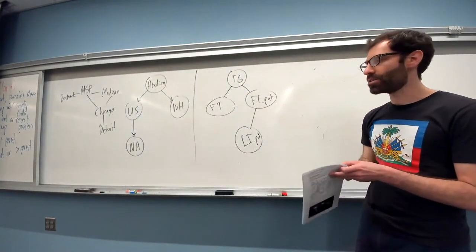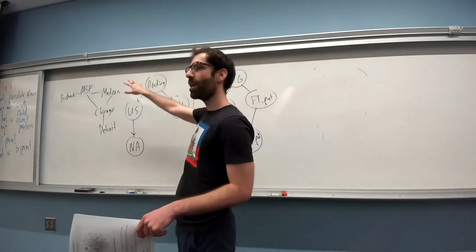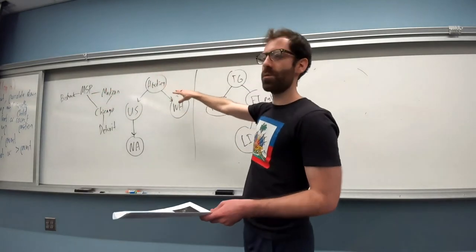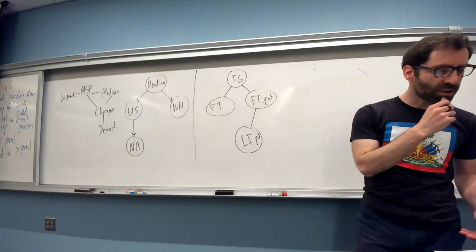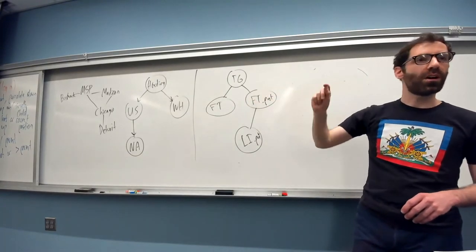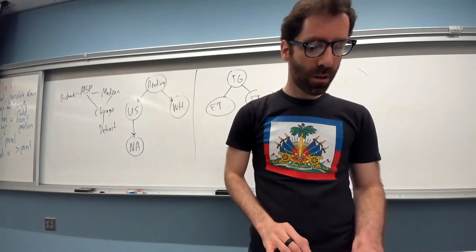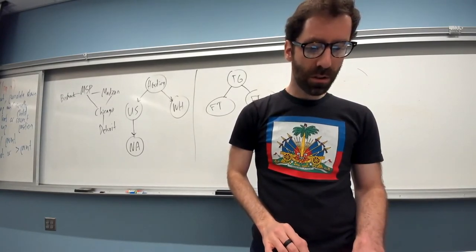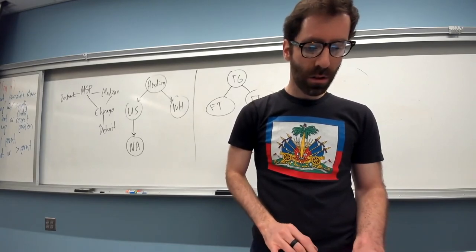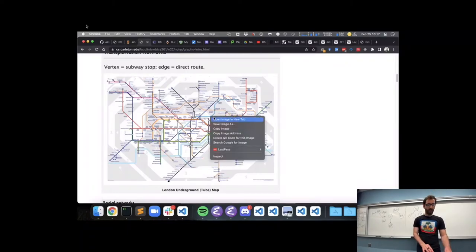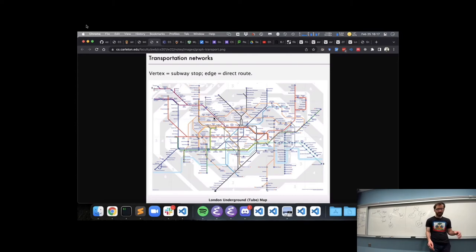And it turns out there's a tremendous number of situations and kinds of data that are nice to represent in this way, where we have locations, or nodes, if you will, with edges connecting them. So to give some more visual examples, we might think of a transportation network. This is the London tube map, where a vertex or a node on this map is a subway stop, and the edges are direct routes between them.